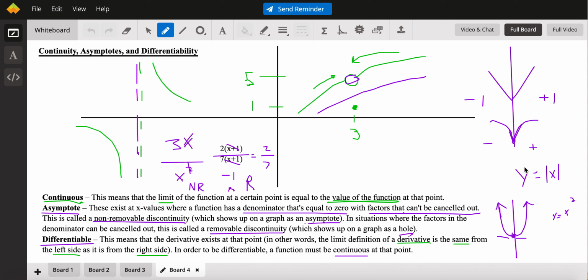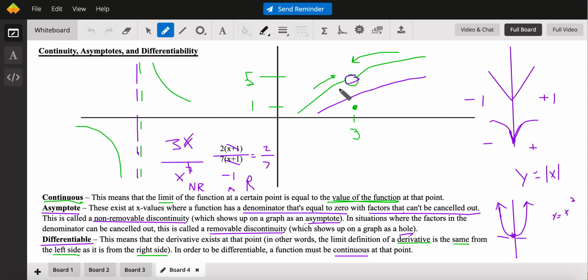I'm gonna try to explain these three concepts: continuity, asymptotes, and differentiability. So a continuous function means that the limit at a certain value of x is the same as the function's value at that x value. So what that means is, for example, let's check out this example here at the top right.